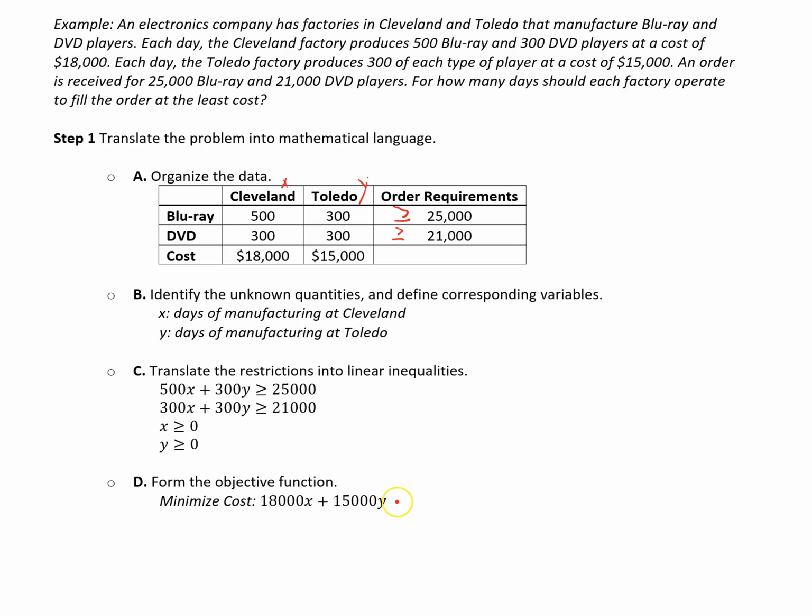Now the objective function is what I'm trying to minimize. I'm trying to minimize cost. Cost is here in the last row of our table. It's $18,000 a day for Cleveland, and X was the number of days. So 18,000 per day times X, the number of days at Cleveland, plus $15,000 per day times Y, the number of days at Toledo. We have our system of linear inequalities and the objective function. Now to turn to graphing.